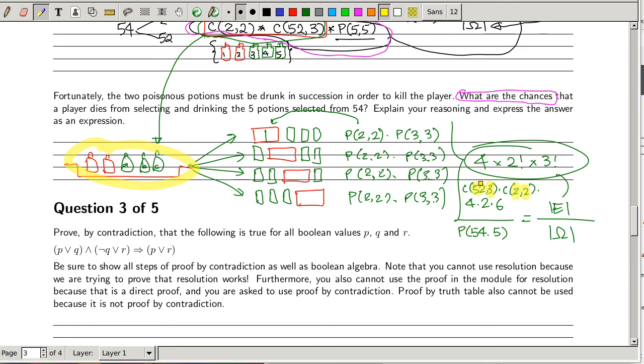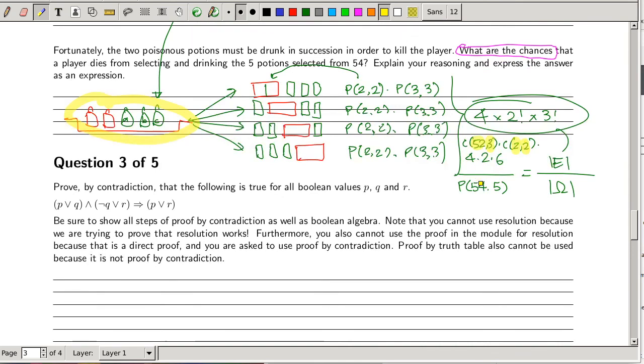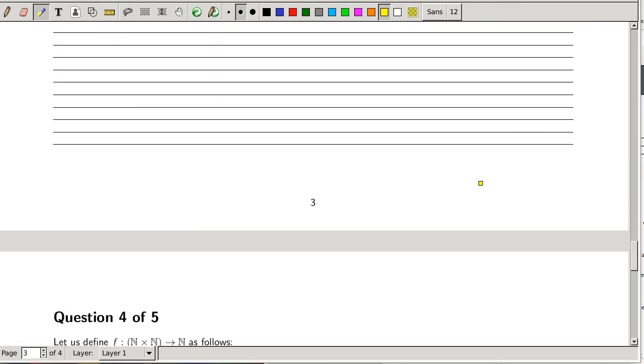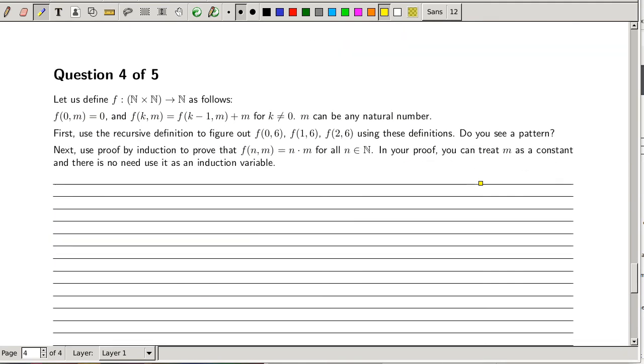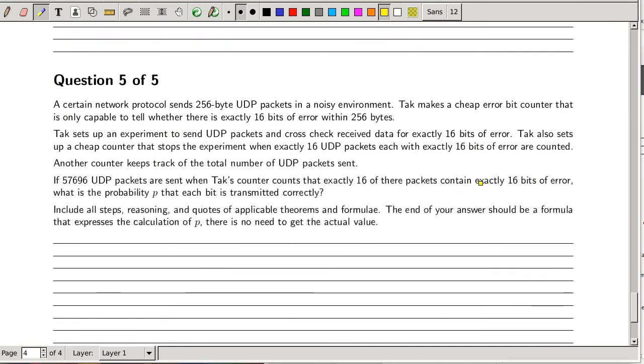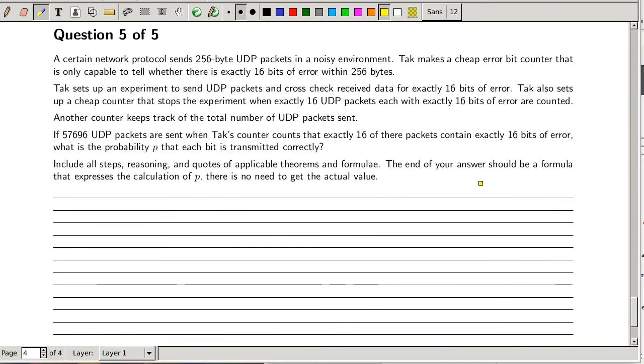All right, so if we do not have any further questions about this one, we will then move on to the next probability question, which is down here, I think question number 5. Yep, okay, this is the one. All right, so question number 5.